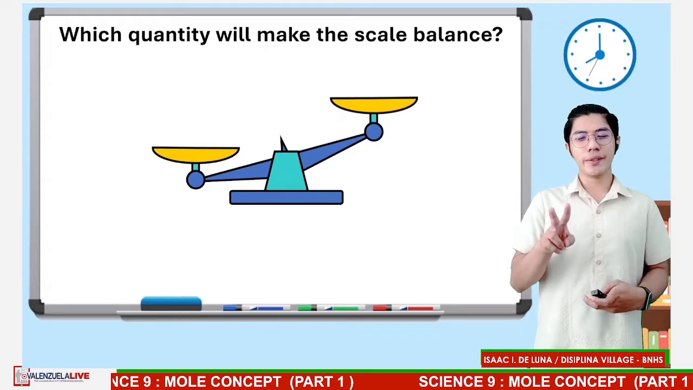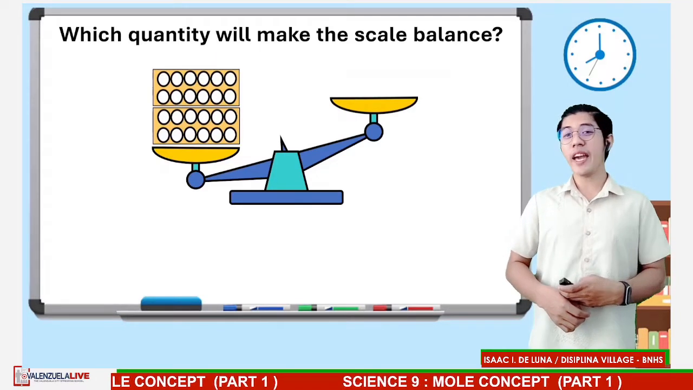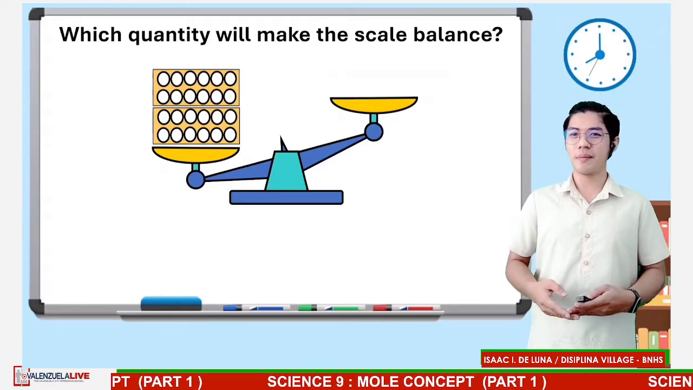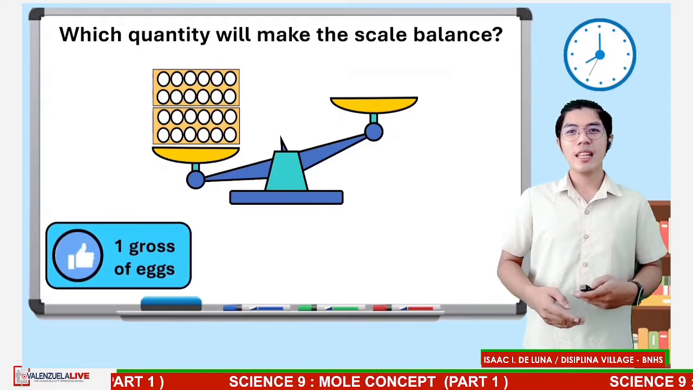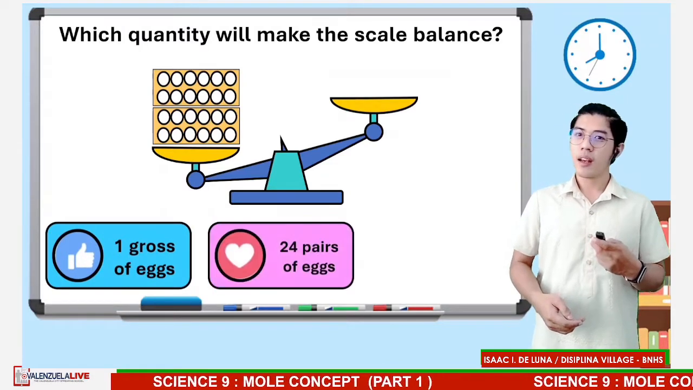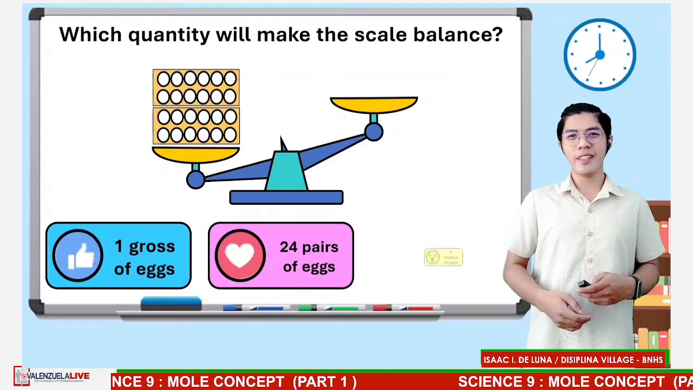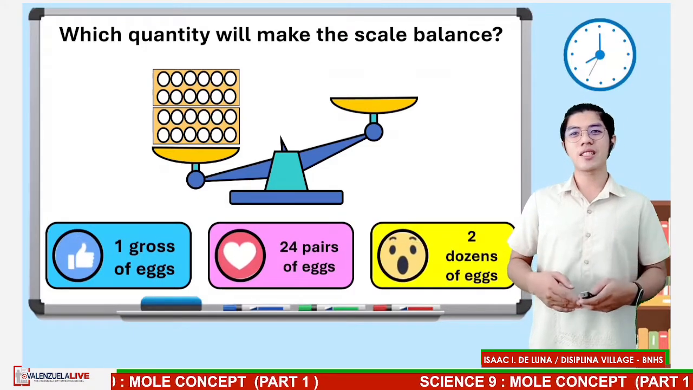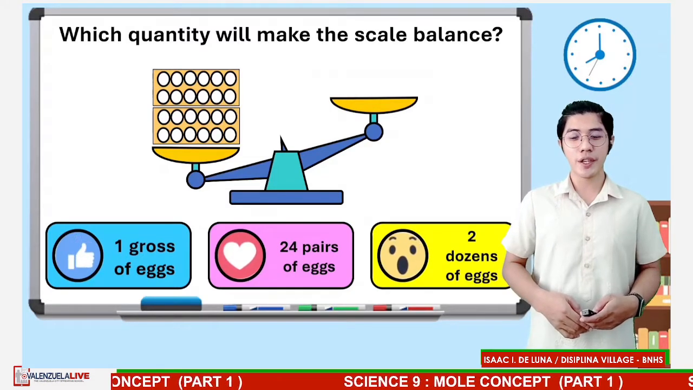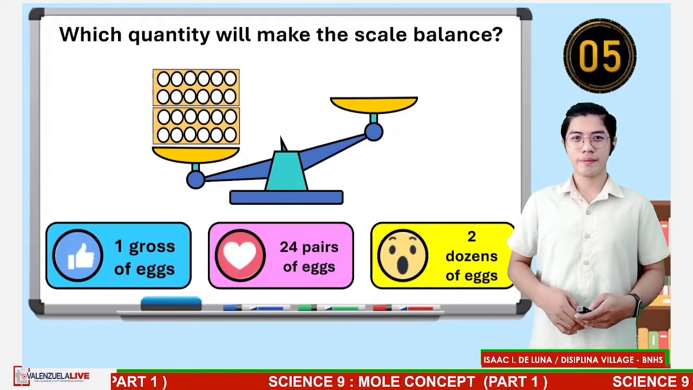For round 2, we have here 24 pieces of eggs. So, which quantity below can make the scale balance? Is it 1 gross of eggs, heart, 24 pairs of eggs, or wow, 2 dozens of eggs? You have 5 seconds to choose your answer. Timer starts now.